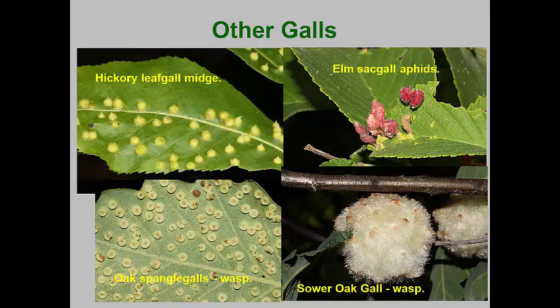The oak spangle galls are generally disc-shaped galls that form on the undersides of oak leaves. It appears that almost every oak species has its own species of spangle gall maker, and they can range from pink, red, yellow to green in color. These are made by a small species of gall wasp. The sour oak gall is made by another gall wasp, and it can look like some kind of strange fungal growth on oaks.